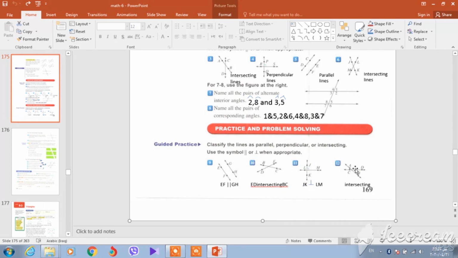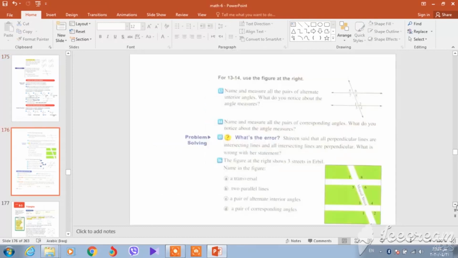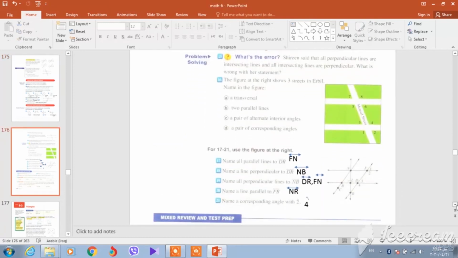Question 12: line AB and line CD are intersecting lines. Okay, you can write down lines. Write down lines, students. Okay, I think that's enough. Now we solve these practices.